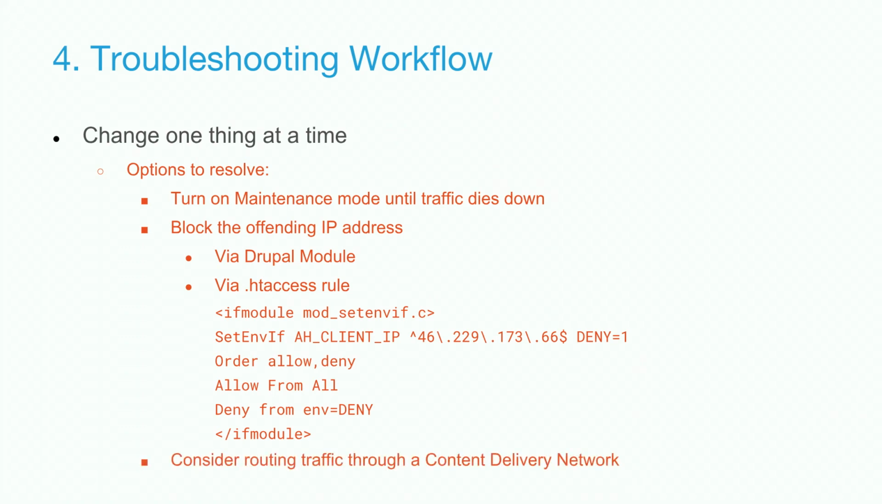And option number 3, if you have it, you could route your traffic through a CDN, content delivery network. It's even better if that has a web application firewall component, because usually you can block by IP, block by country, block by pattern, etc.